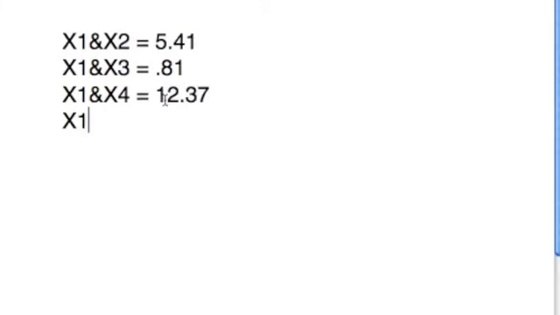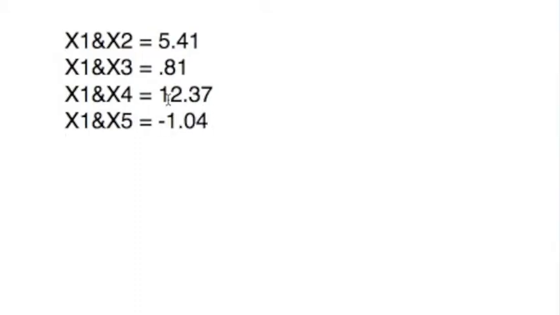Okay, so x1 and x4, 12.37, x1 and x5, negative 1.04. It doesn't matter if the numbers are positive or negative. Negative just means that the one in the front is the worst one, and a positive number means the one in the back was the worst one.